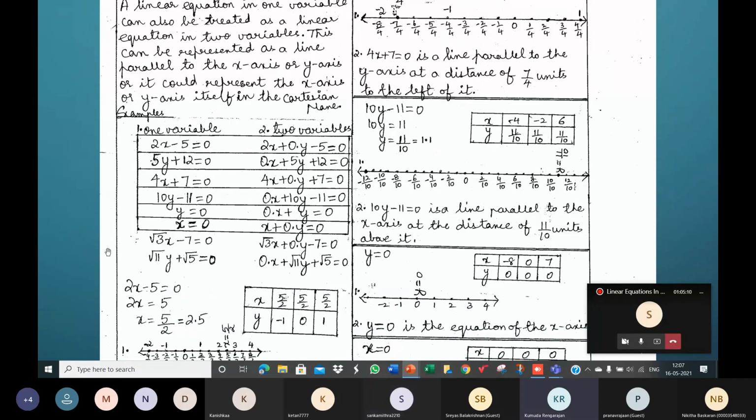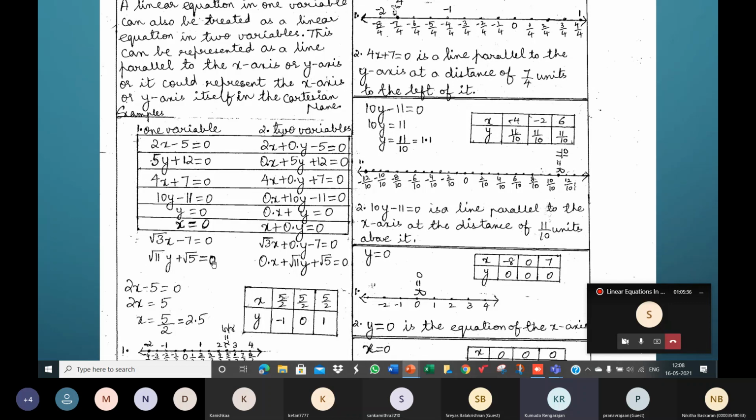So when you compare this with ax plus b equal to 0, a is root 3, but this is minus 7. So the value of b is minus 7. The standard form is ax plus b is equal to 0, where a is root 3 and b is minus 7.